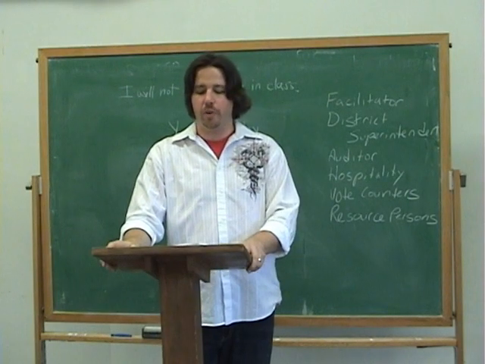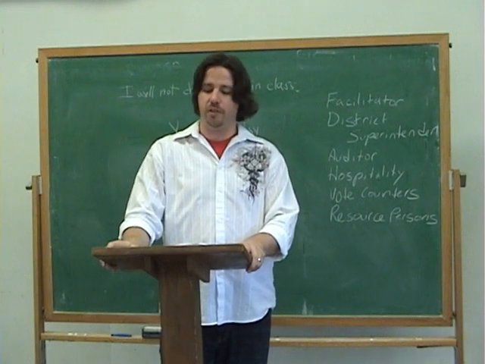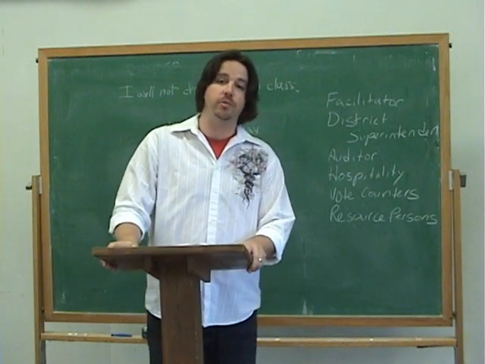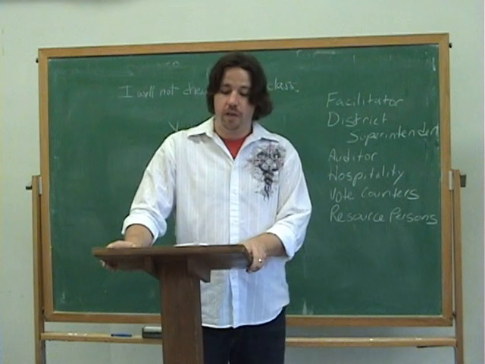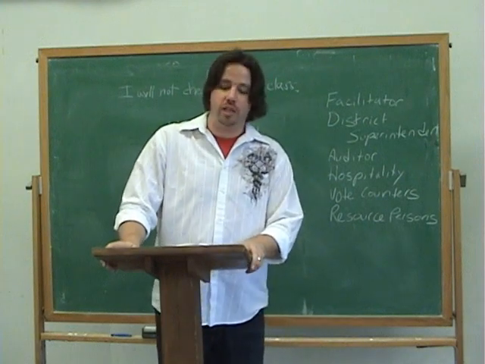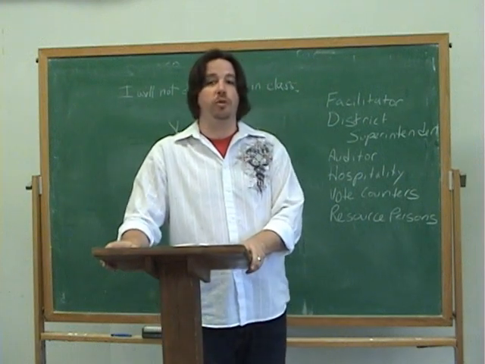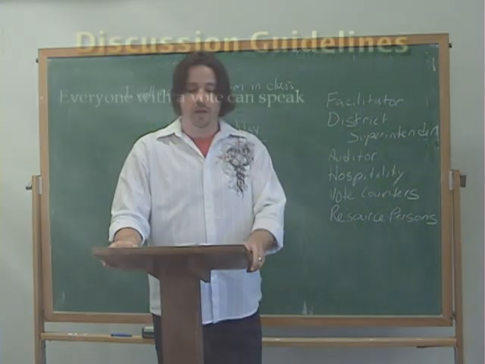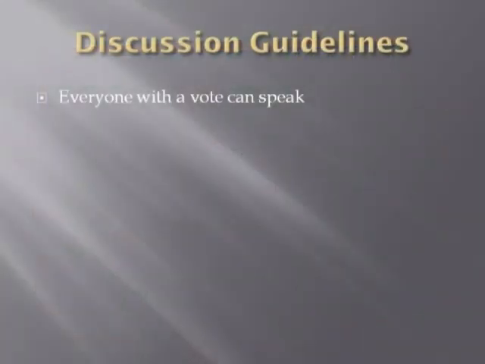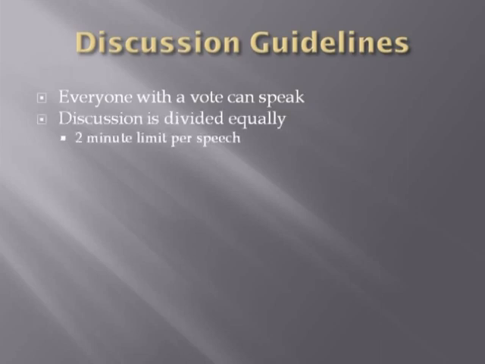Be sure that all voting participants have the necessary copies of the discussion guidelines, the action items, and their voting cards. At this point, it's a good idea to explain the discussion guidelines, perhaps using the poster that will be provided in your room. Everyone allowed to vote in the legislative section is allowed to participate in the discussion. Discussion should be divided between for and against, and each speech should be no more than 2 minutes.